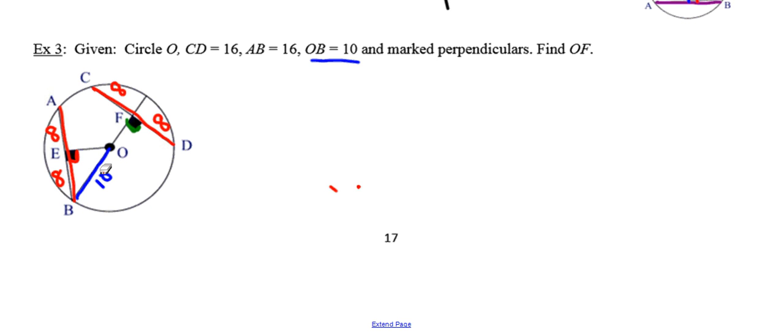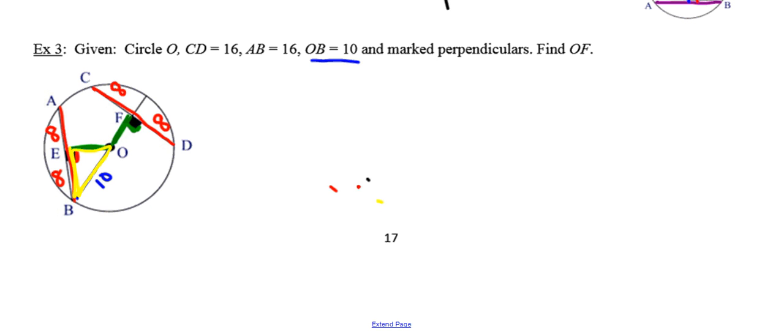The third piece of information they tell us here is that the distance between points O and B is 10. What we're trying to find here is the distance from O to F. Well, because the red chords in this diagram are equal, I know the distance from O to F has to be equal to the distance from O to E. So if I could find the distance from O to E, I would also know the distance from O to F.